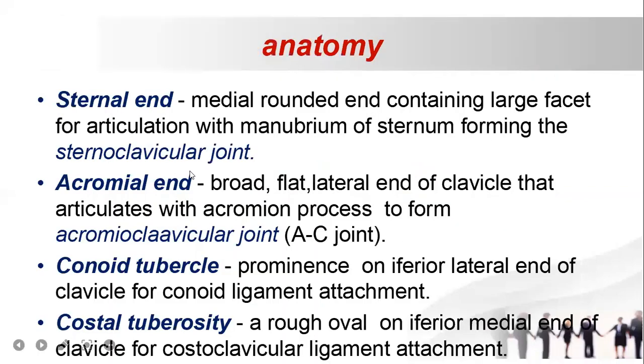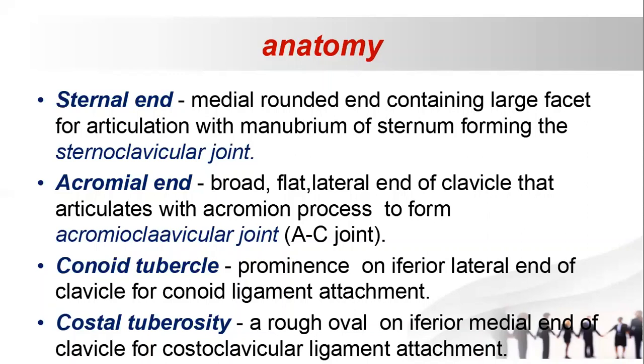In the description, the sternal end is the medial rounded end containing a large facet for articulation with the manubrium of the sternum, forming the sternoclavicular joint. The acromial end is the broad, flat lateral end of the clavicle that articulates with the acromion process to form the AC, which is the acromioclavicular joint.